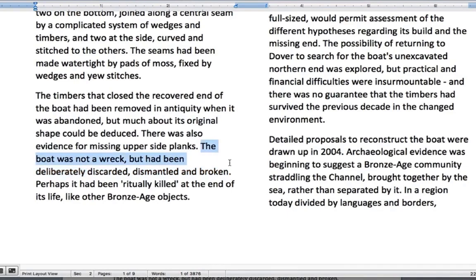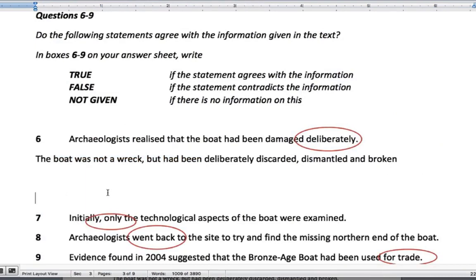So let me just copy and paste this sentence. Right, so this is where we are over here. This is our target sentence. Was it deliberately damaged? Yes, it had been deliberately damaged. This all stands for damaged. So deliberately, had been deliberately, so that means that must be true. Okay, quite an easy one to start off with.